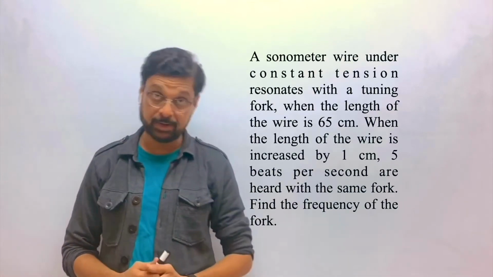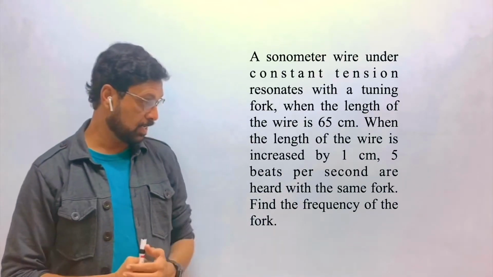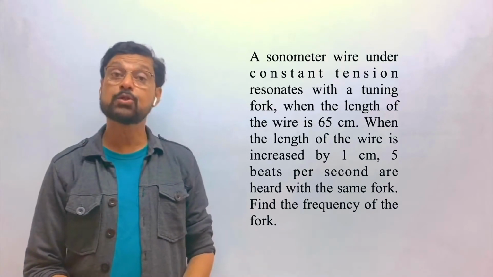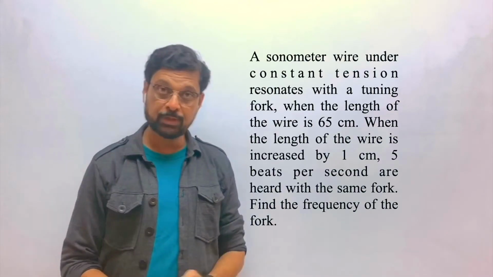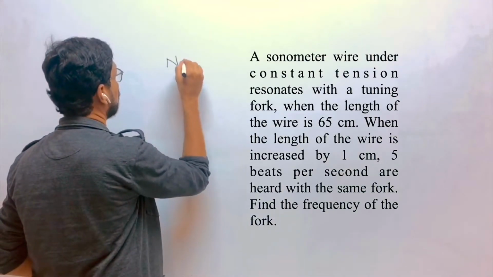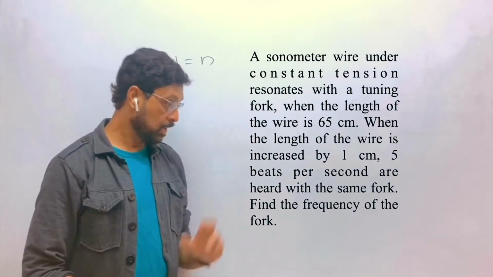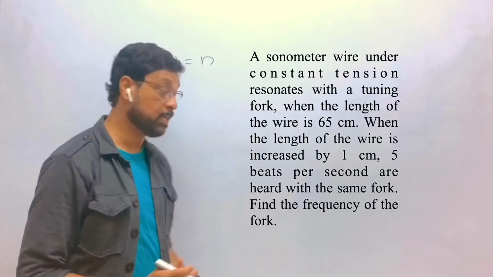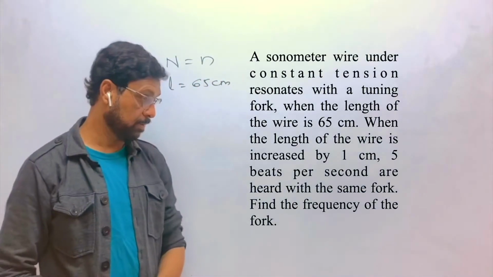A sonometer wire under constant tension. The tension in the sonometer wire is not changed. Under constant tension, it resonates with a tuning fork. The wire resonates with the tuning fork, means frequency of the wire is equal to frequency of the fork. So capital N, frequency of the fork, is equal to small n, frequency of the wire. It resonates with the tuning fork when the length of the wire is 65 centimeter. L is equal to 65 centimeter.